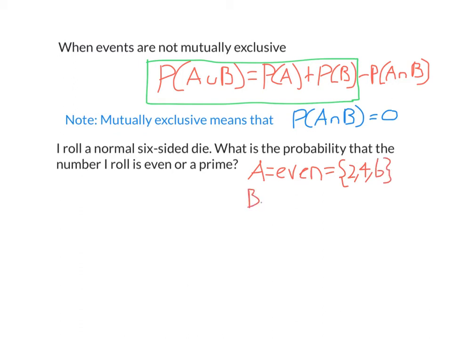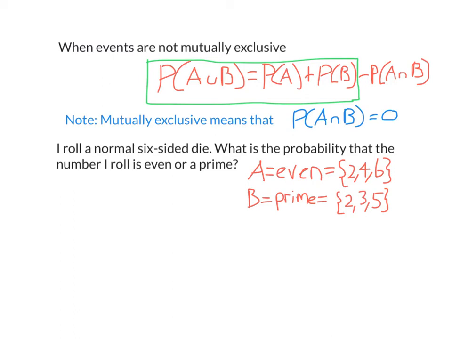So let's let B be the set of the prime numbers that I could roll. Well, if you roll a normal 6-sided die, the prime numbers you could roll are 2, 3, and 5. So note, A and B are not mutually exclusive. You can have them happen at the same time. You can roll a number that's both even and prime. See, 2 is in both. I could roll a 2, and then I would have rolled an even and a prime number at the same time. So because both of these events can happen at the same time, they're not mutually exclusive.